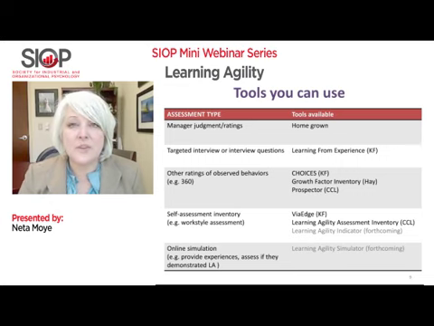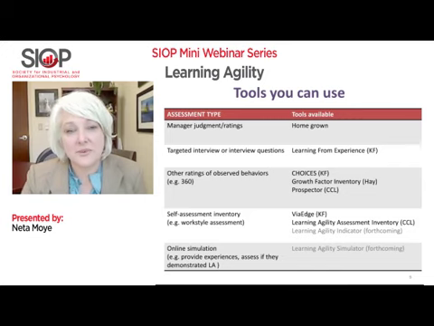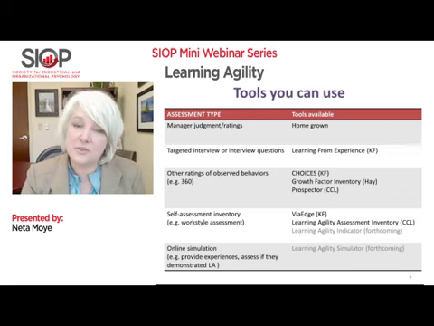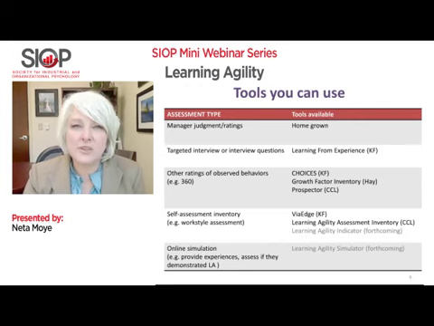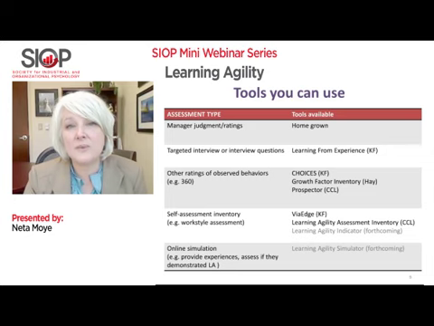There are some tools already out there that can help you if you're going to select and or develop for it, and this is the list on this table. They're organized according to assessment type. You could use manager ratings of learning agility. You could do interviews. You could do others' observations of people, like in a 360, or a self-assessment inventory, a more personality-based assessment. And there is even, not ready yet but soon to be released, an online simulation where you actually put people in an experience and judge the extent to which they learn from that experience. You'll notice in the right column, I actually tell you some sources for each of these.